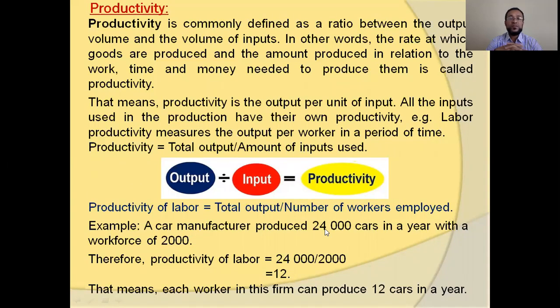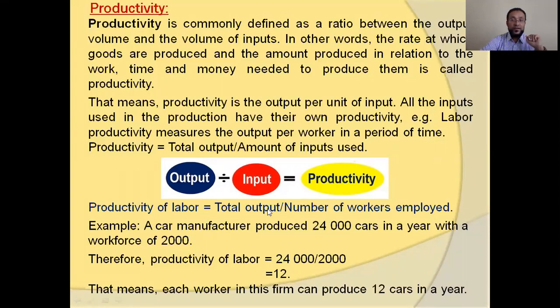All the inputs used in production have their own productivity. For example, labor productivity measures the output per worker in a period of time. Land productivity measures the output of land, and capital also has its own productivity. So the formula for calculating productivity is: productivity equals total output divided by total amount of inputs used. This is a very easy formula. That means output divided by input equals productivity.